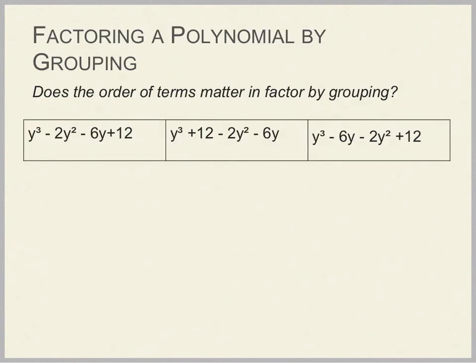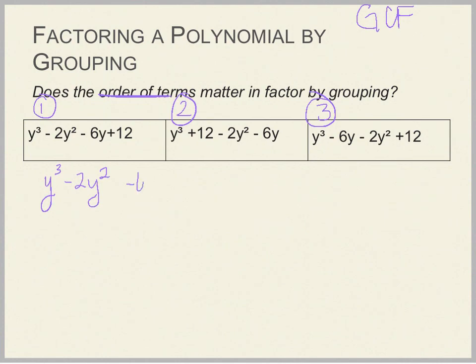In factor by grouping, we know our first step is to look for a greatest common factor. And in my first example, y cubed minus 2y squared minus 6y plus 12, there is no greatest common factor to take out. And in fact, example 2 and example 3 are the same terms written in different order, because we are going to be investigating the idea of if order matters in factor by grouping. Our first expression is written in descending order: y cubed minus 2y squared minus 6y plus 12.